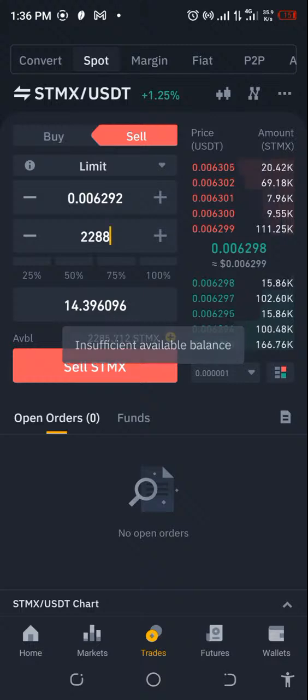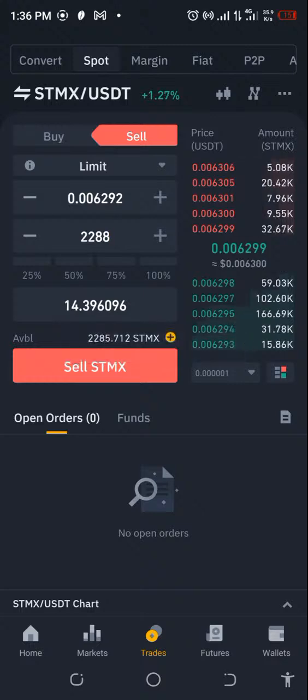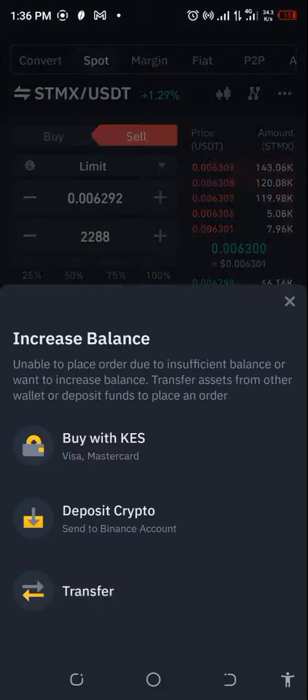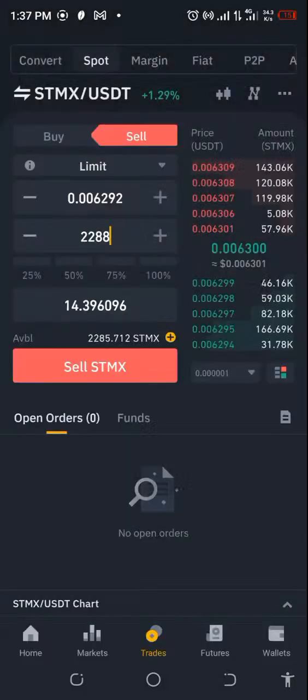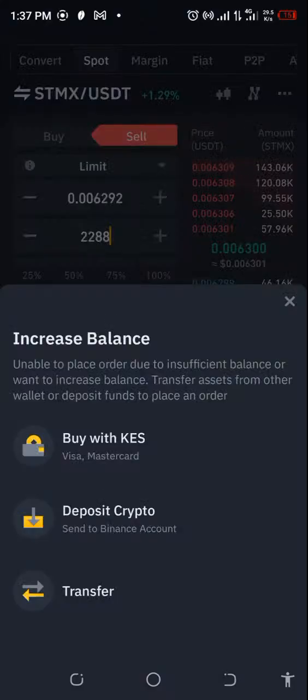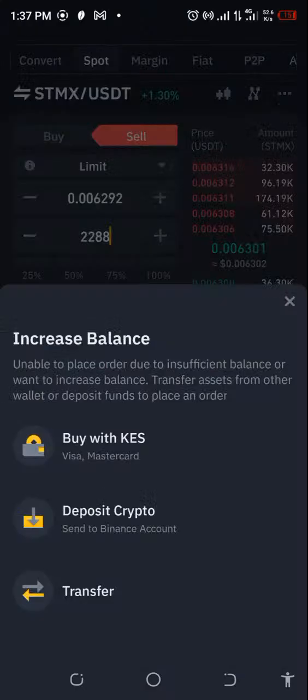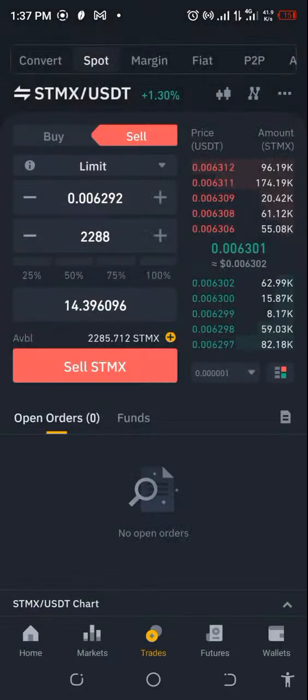So I'm going to take a screenshot of that and I sell that immediately. Let's see if it goes. Sorry. Let's see if we're able to sell that. What's going on? I don't know what's happening here, but I'm trying to sell my STMX. Oh, sorry, I was clicking something else. So let's click on sell STMX. So what's happening? Increase balance. Why am I increasing my balance?